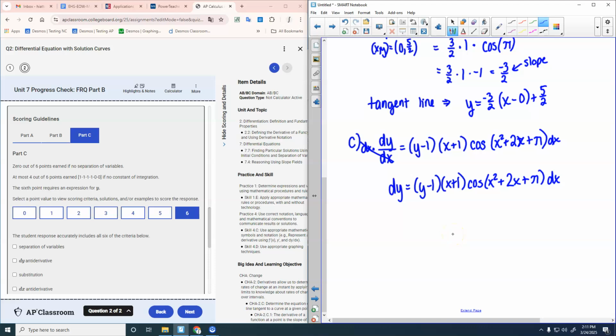Okay? And then divide by y minus 1. And so I got dy over y minus 1 equals x plus 1 cosine of x squared plus 2x plus pi dx. Alright, am I separated now? Yep, I got all x's on one side, all y's on the other. So I'm ready to integrate both sides.